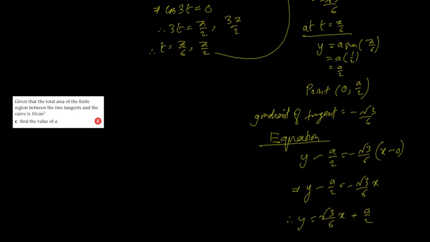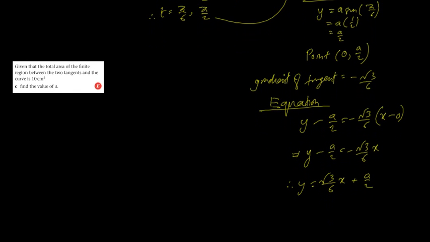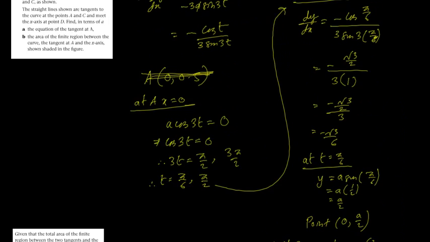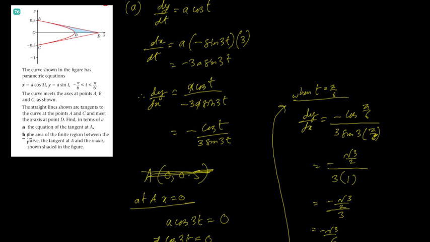I think I forgot the minus here. This is minus root 3 by 6, minus root 3 by 6, so I need to put the minus here. So that's the equation of the tangent. Question B says: find the area of the finite region between the curve and the tangent at A and the x-axis, shown in the shaded region.